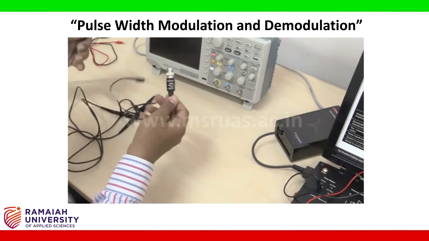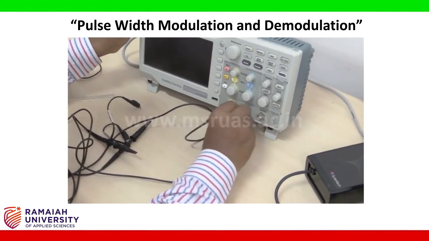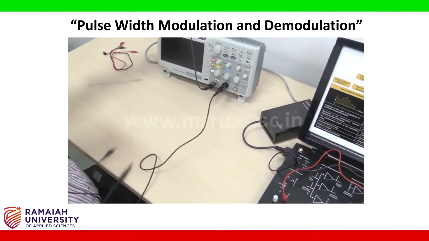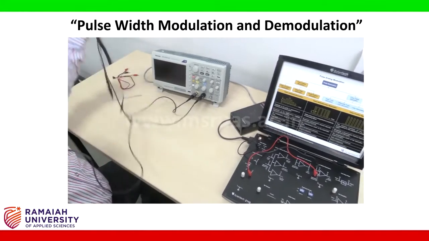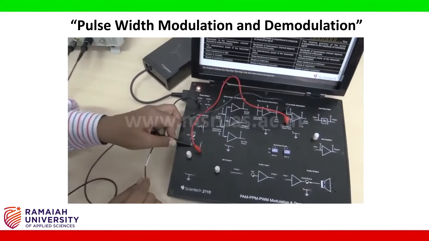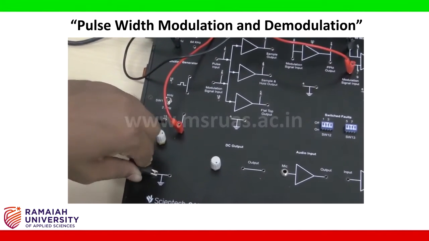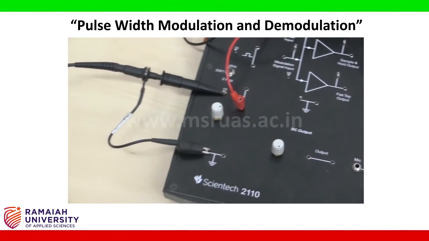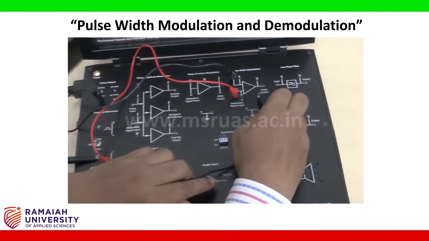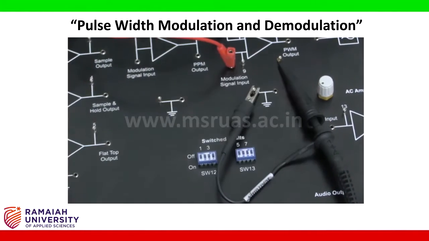Connect the probes for channel 1 and channel 2 of the digital oscilloscope. Channel 1 is connected to the message signal. Positive terminal is connected to pin number 15, which gives the sinusoidal waveform, and the negative is connected to the ground. And channel 2 is connected to the output of the pulse width modulation, and negative is connected to the ground.